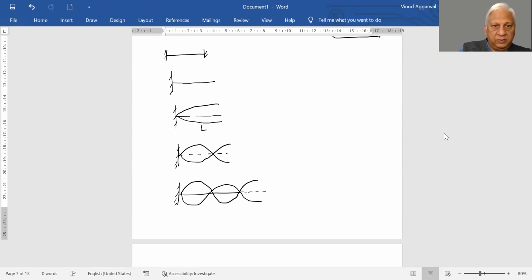Again, this is our total length of the string. This mode is the fundamental mode. These are all overtones, or they're also called harmonics.